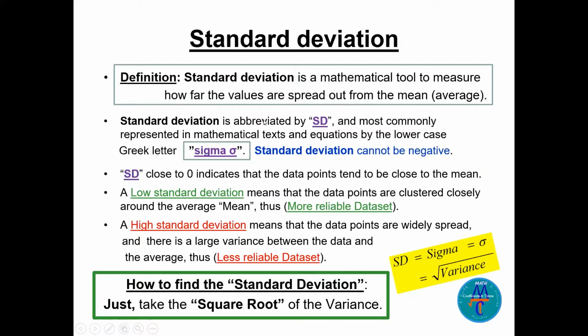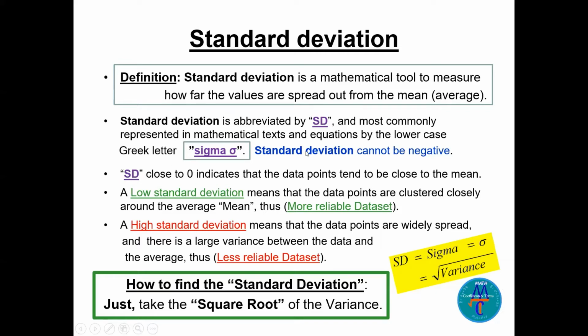Standard deviation, we can abbreviate that by capital S, capital D, and most commonly we use sigma. See, SD, standard deviation here, is the same as sigma, this Greek alphabet sigma. It is the square root of the variance. That's the bottom line here. So you have to find the variance first. Whatever that number, take the square root. So just a simple example, if the variance is 25, take the square root, it will be 5. So the standard deviation will be 5.